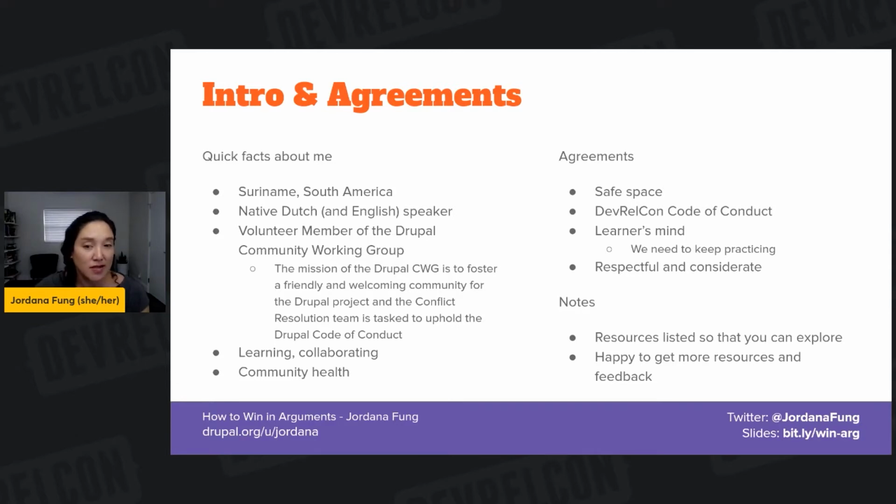Some notes on this. 15 minutes is not a lot of time to do all of the things I packed in there. The resources are linked in these slides that you can get from that link down below. I'm happy to get more resources. And like I said, I'll try to go through everything, but if we run out of time, the slides are pretty verbose and I'm happy to discuss things afterward.